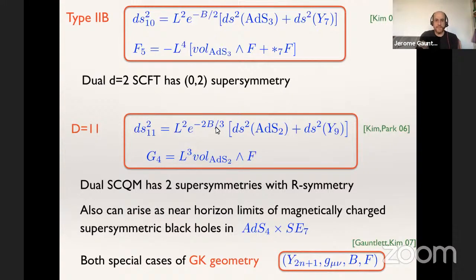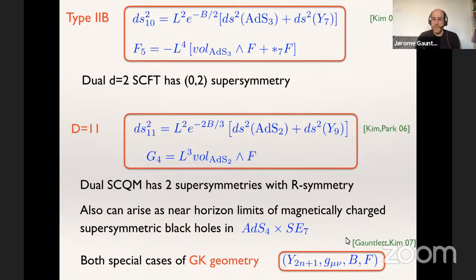In the IIB case, there's just 5-form flux. And notice that there's a 2-form here to make this a 5-form, and this is the Hodge dual of that. In the D equals 11 case, there's the volume of AdS2, which is a 2-form. So the data in both cases is an odd dimensional manifold, a metric, a scalar function B, and a 2-form. And it's not clear from just looking at these two expressions, demanding supersymmetry, that they have anything in common.